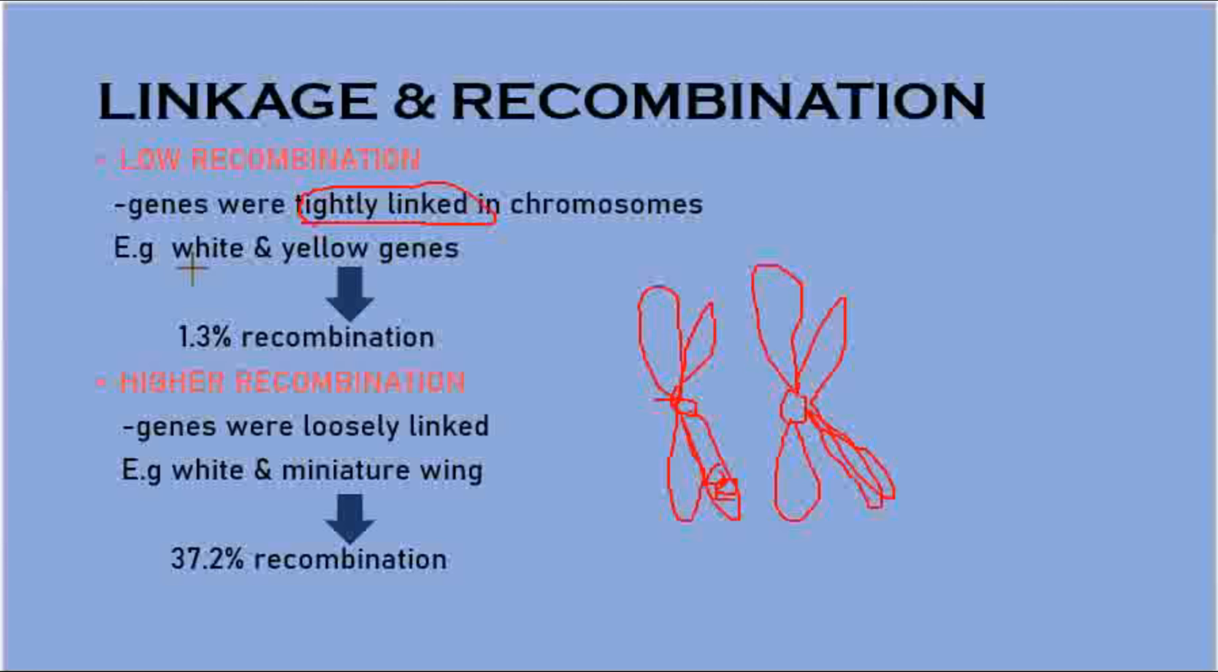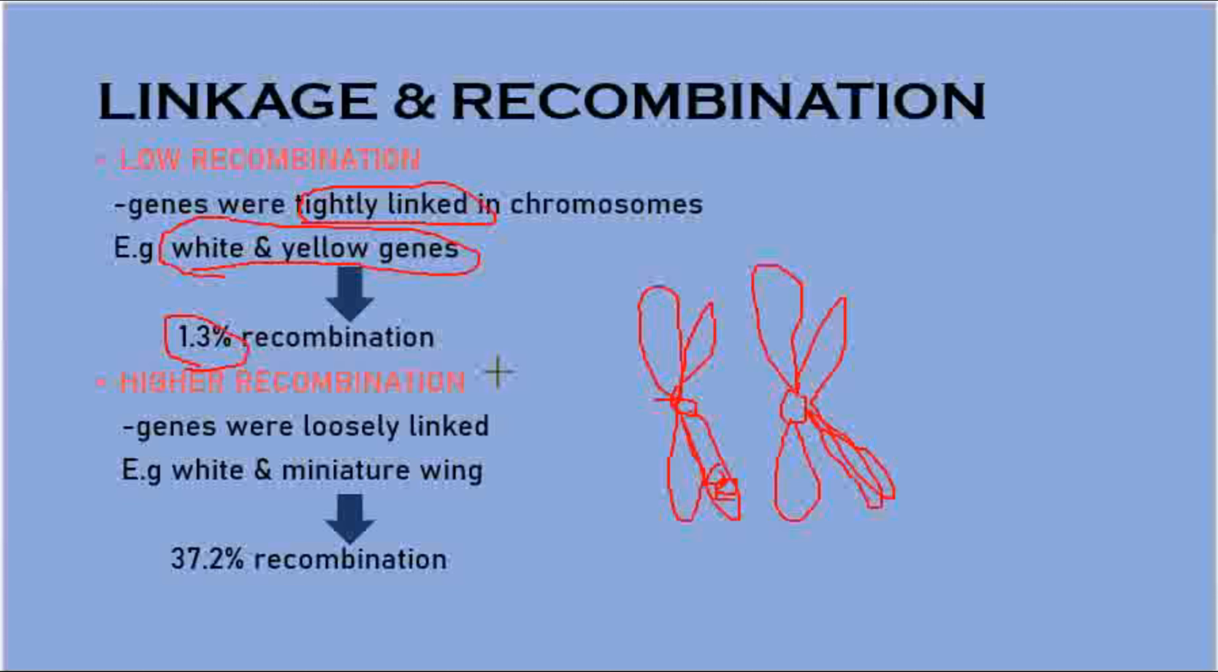As an example, they give us white and yellow genes in this experiment, which we'll be discussing later. How low is the recombination? They have given it as a percentage: only 1.3% recombination. Why such a low percentage? The genes are tightly linked. During crossing over, they do not get split or separated. That's why there is such a low percentage of recombination.